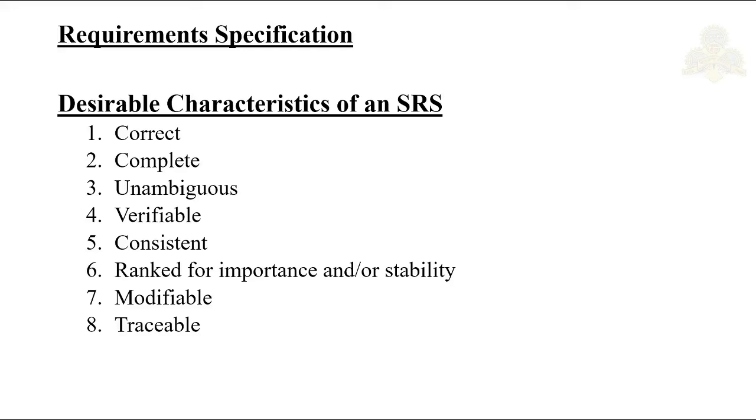Okay. Next one is modifiable. Writing an SRS is an iterative process. It is not a one-time process, but an iterative process. We say that the SRS is modifiable if its structure and style are such that if any changes are to be made to the SRS, it should be easier. Again, when you make changes to the SRS, you have to make sure that it is consistent and complete. There should not exist inconsistency, and completeness should not be hampered.